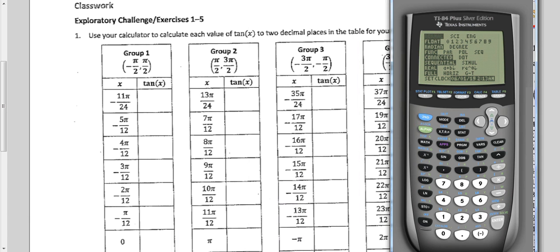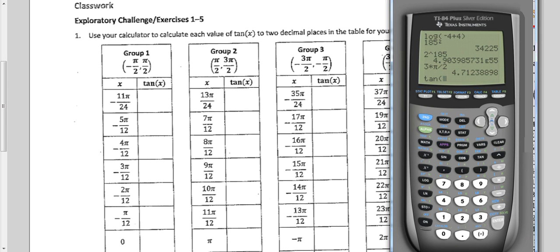So, what we are going to do is use the calculator to calculate tangent for all these angles in group 1. Okay? So, how do I do that? Well, I'm in radian mode, so I'm going to clear. Let's do the first one: negative 11 pi over 24. If I want to find the tangent of that on my calculator, I simply hit the tangent button, and then in the parentheses that it sets up, does everybody see this? It says tan, and then it's got a parenthesis.